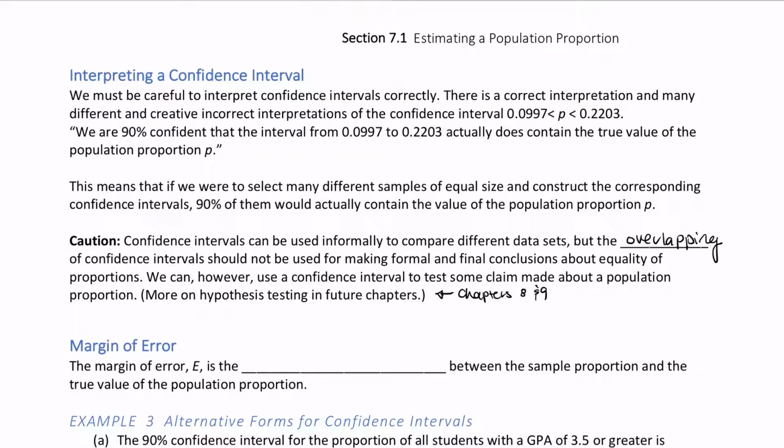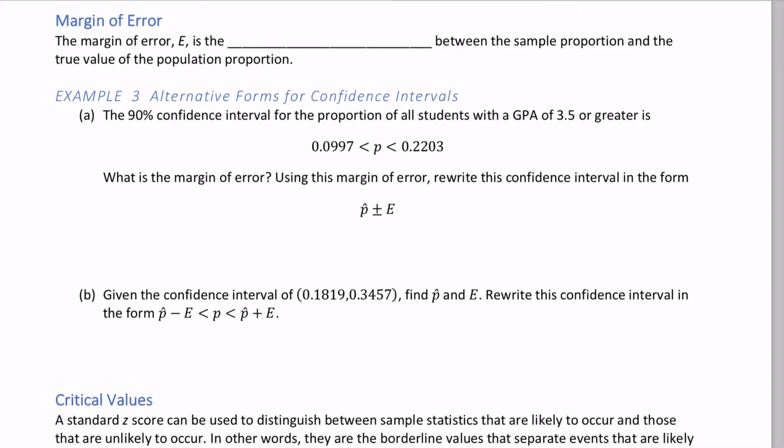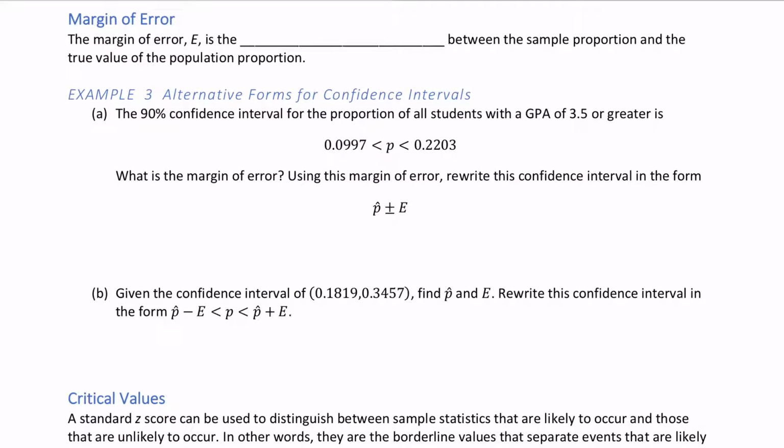Let's move on to the margin of error. So the margin of error is the maximum distance between the sample proportion and the true value of the population proportion.